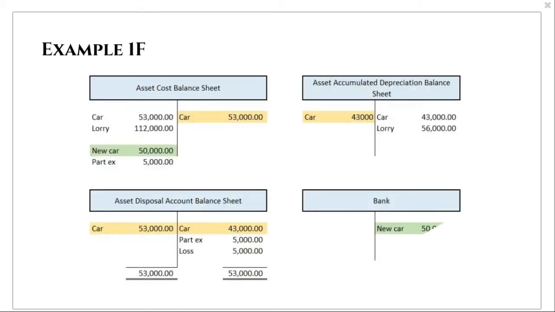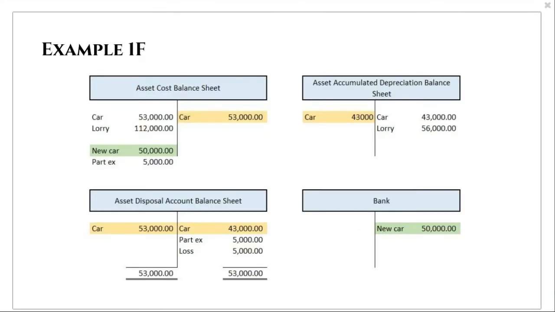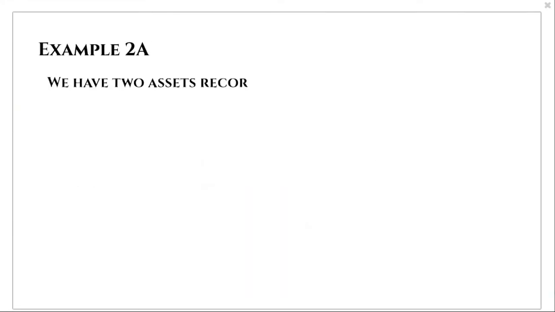Now then, in terms of the asset disposal account, there's one more thing we need to do. So if we balance this account off, and when I say balance, I mean we're going to have a look at the totals there. So there's currently a difference of £5,000. So here you can see that this £5,000 is sat on the right of the disposal account. Now that is a loss on disposal. So the entries to record that are going to be to credit this asset disposal account by £5,000 and to debit the loss on disposal in the profit and loss account or the income statement. So let's have a look at another example.